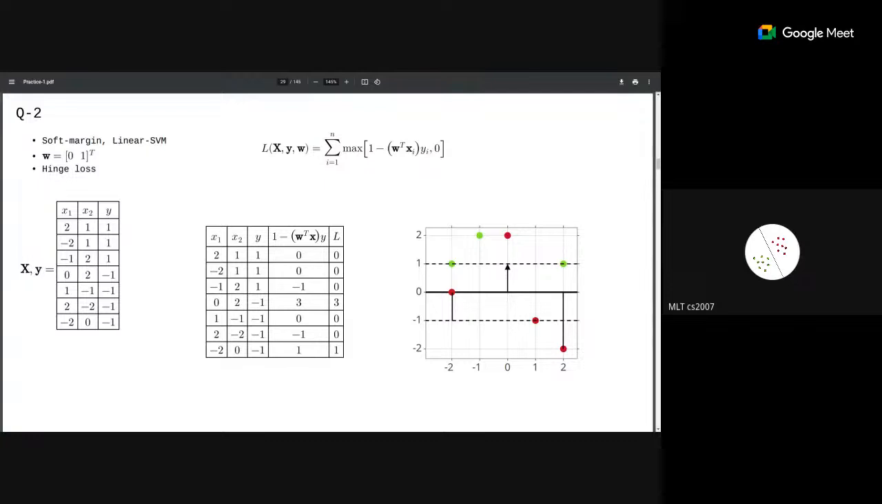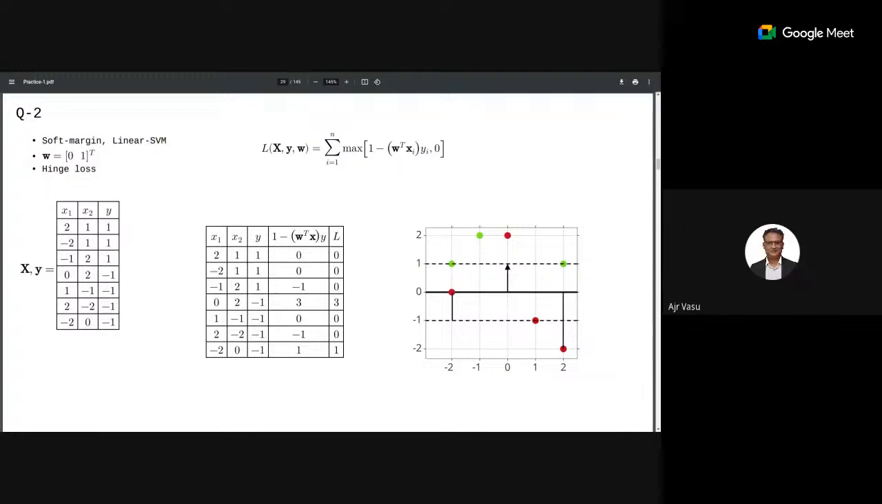The margin is 1 by norm W, right? So gamma is 1 by norm W. So D is 1 by norm W, right? So the margin is 1 by norm W. We are maximizing that, and we have chosen the nearest points to lie on W transpose X equal to plus or minus 1.